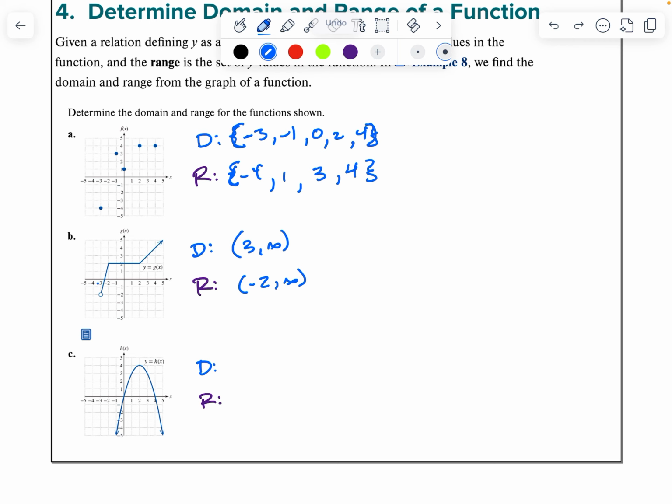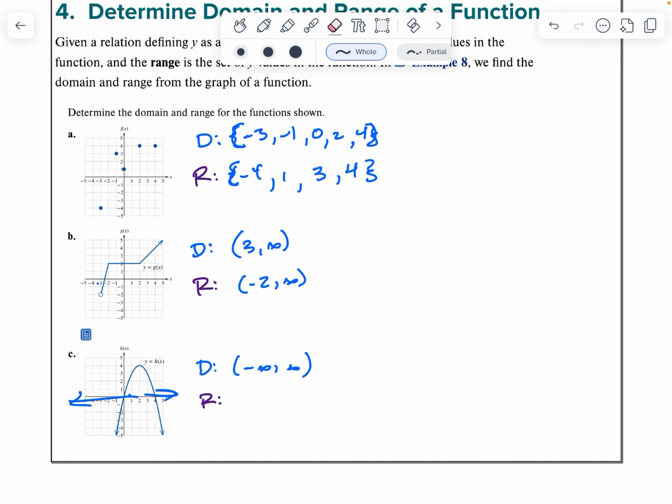The domain on the left, option C here, it looks like it's going to keep on going left, right, and it's going to keep on going right. Slowly, but it's keeping on going. So it's going to go forever this way and forever this way. It's going all the way from negative infinity to infinity.